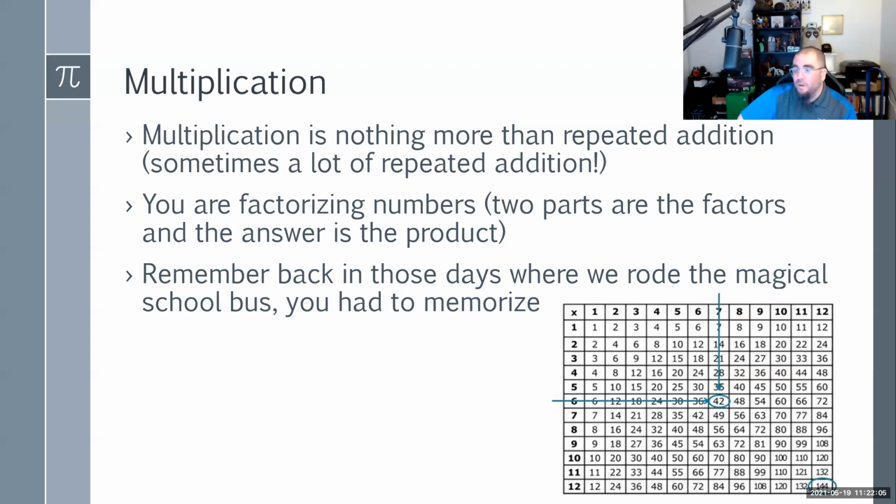1 times 1 is 1, 1 times 2 is 2, 1 times 3 is 3. And we had to go through all those fun mathematics, right? And we know that 1 times any number is always going to be the number that we're multiplying it by, right? So 1 times a million is a million.